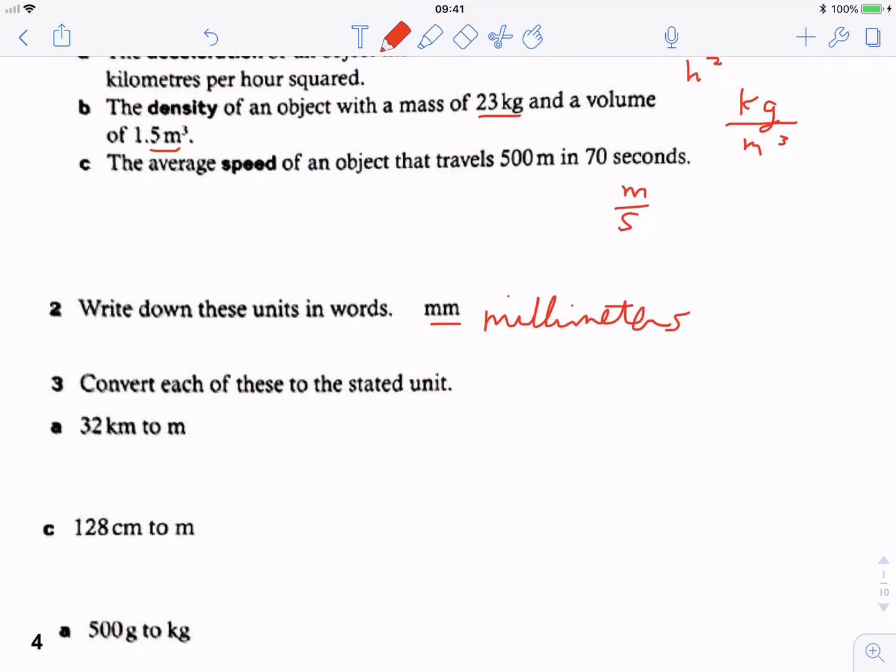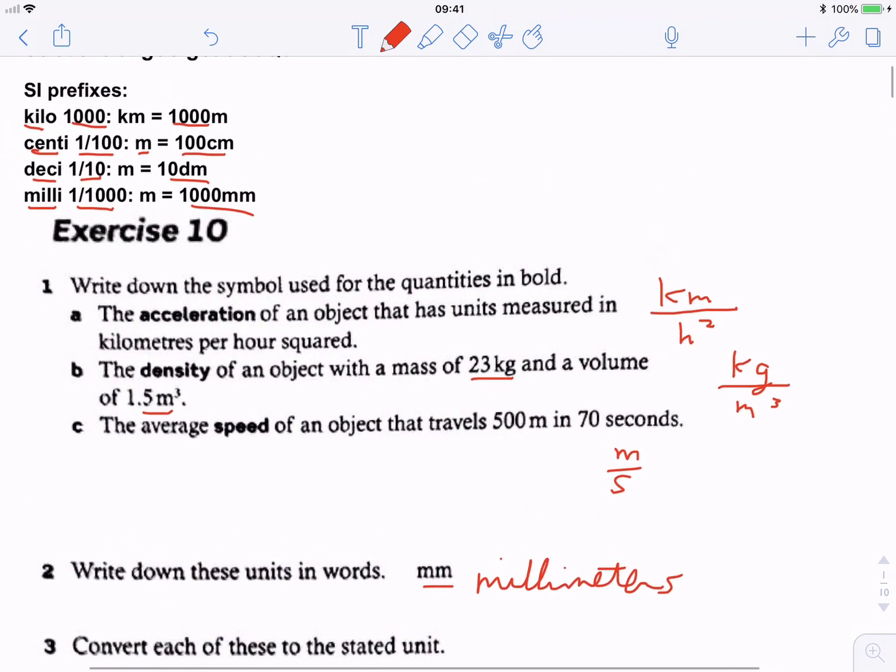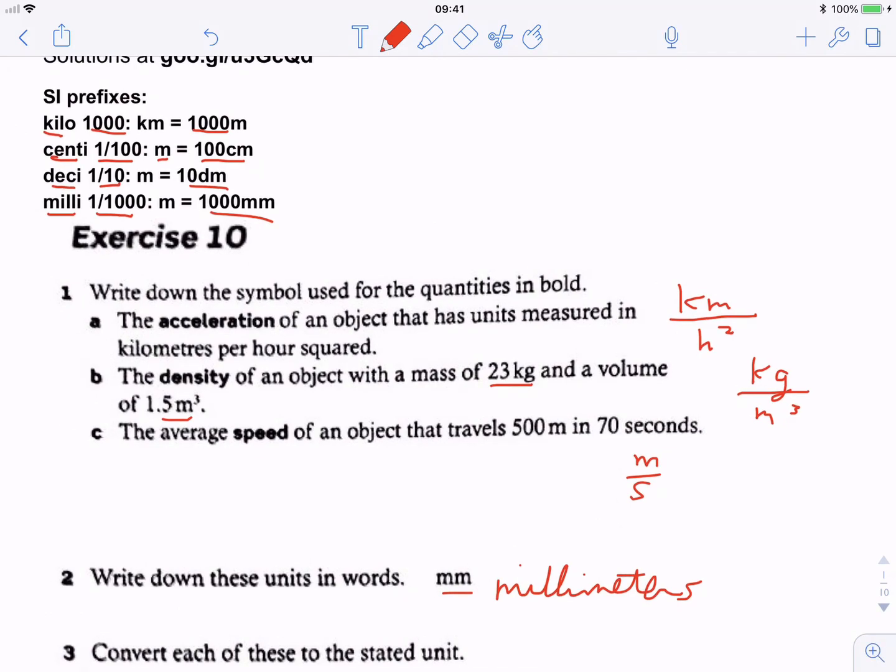So if I have 32 kilometers, let's change it to meters. So 32 kilometers, and I want to convert that to meters, I'm going to use a conversion, which is 1,000 meters is 1 kilometer. We're going to use that conversion. We're going to make a domino out of it. It's either going to be 1 kilometer over 1,000 meters, or it's going to be 1,000 meters divided by 1 kilometer. So which one are we going to use?